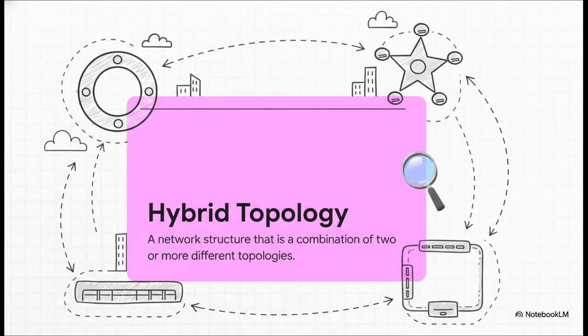This is a hybrid topology, and it's exactly what it sounds like, a combination of two or more different designs. This is the practical solution for most large organizations. It lets them mix and match, using the best features of each topology exactly where they make the most sense.